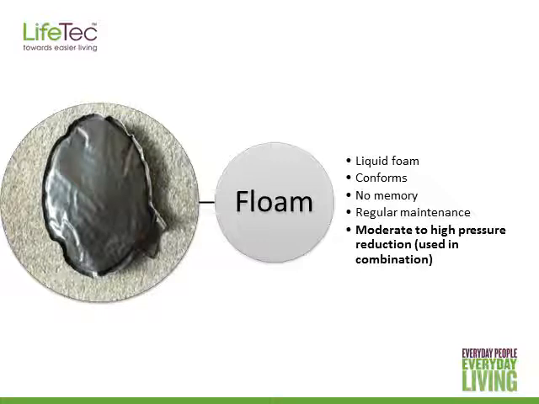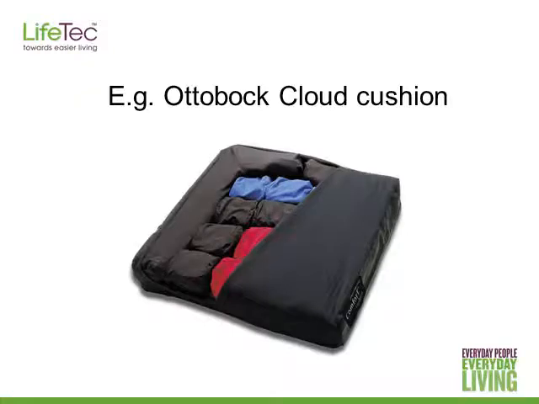Generally, it is a moderate to high pressure reduction cushion and is often used in combination with other materials to form a cushion. For example, the Autobot Cloud cushion is Floam cells on top of a foam base. The supplier states that this cushion is appropriate for a person at medium to high risk of developing pressure areas.